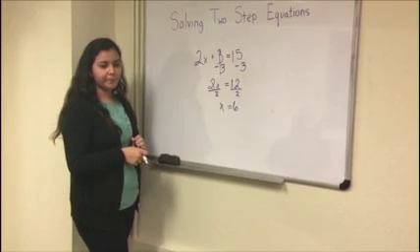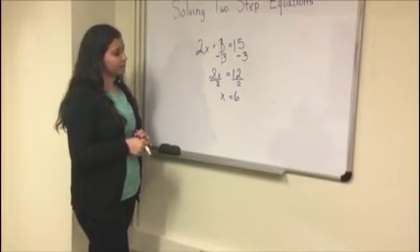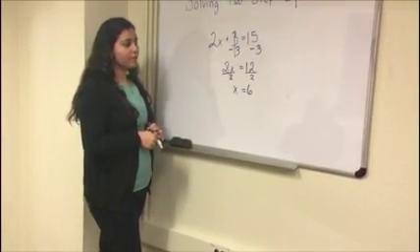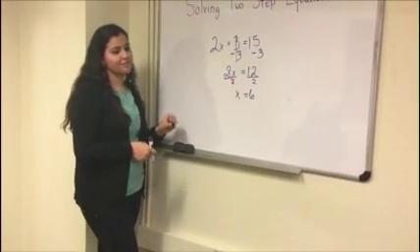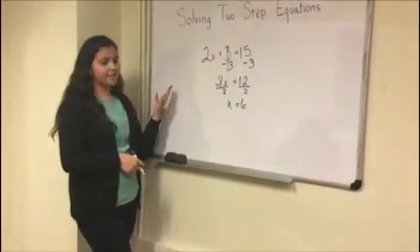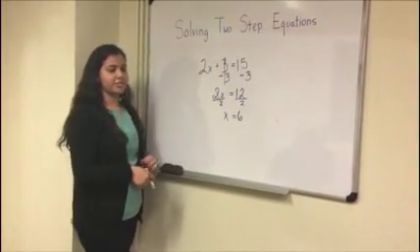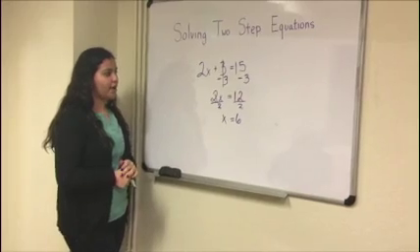Natalie? Why do you subtract from both sides, or do it to both sides? So you do it to both sides because it's an equation, so you want to keep it balanced. So whatever you do to the left side, you have to do it to the right side. Oh, okay. And vice versa. Alright, so how can you check your answer?